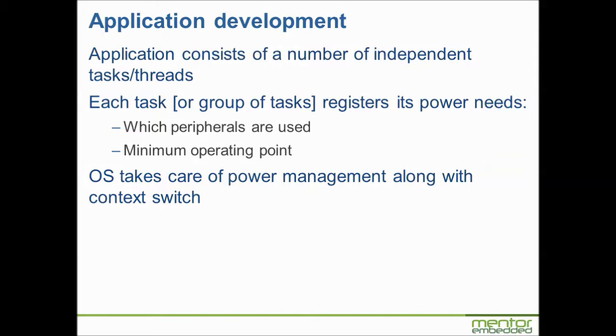Typically, an application is written as a number of tasks. These are quasi-independent threads of execution. And in a very simplistic way, this isn't the detailed way that power management works, but broadly speaking, if you imagine each task or each group of tasks has a set of power needs because it corresponds to use cases, it will define which peripherals it needs and hence which ones need to be switched on by the drivers and what the minimum operating point is in frequency and voltage. And the OS will take care of actually making those things happen. So the application code doesn't really need to do very much at all.